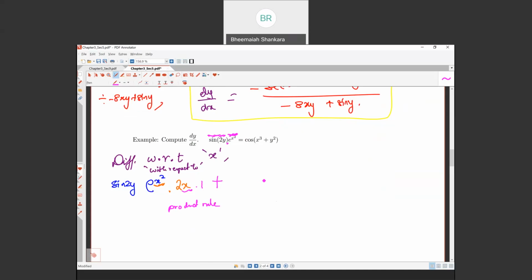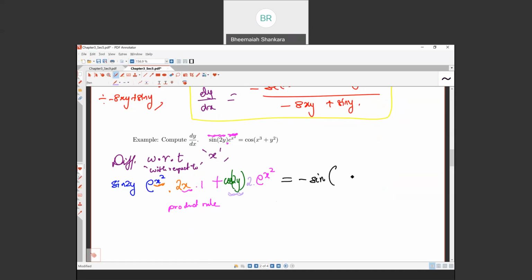And this time I'm going to fix e to the x square. I'm not going to differentiate this, but rather differentiate the sine 2y term. When you differentiate a sine term, you will have a cosine term with the same angle 2y. But then differentiate 2y, which requires the chain rule of differentiation. Then you have an equal sign. Differentiation of a cosine function is always a negative sine function.